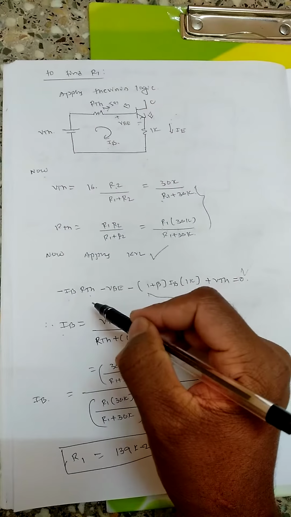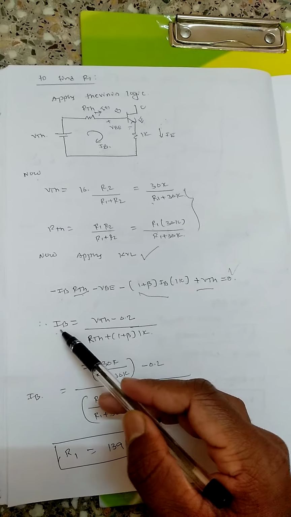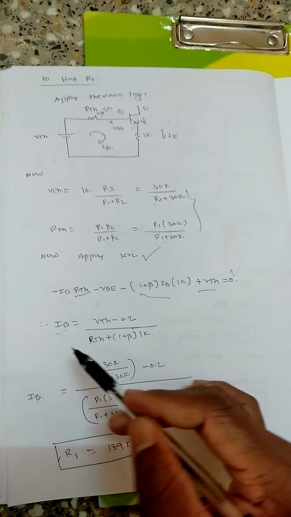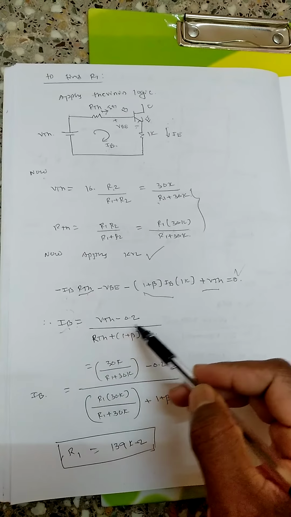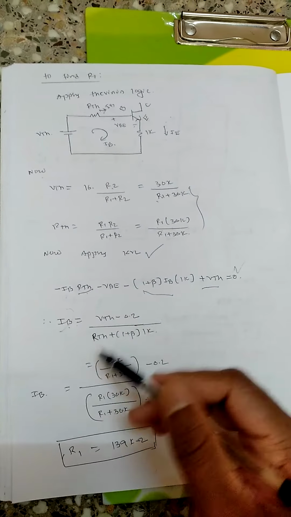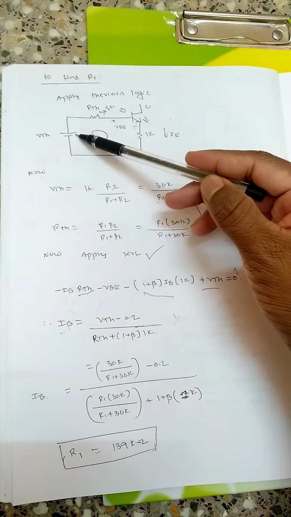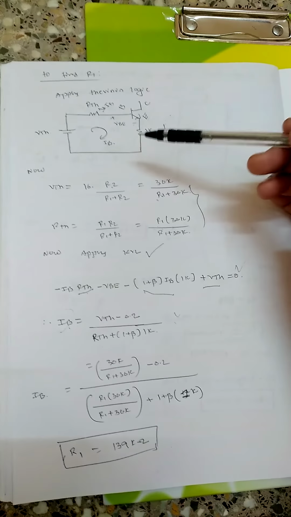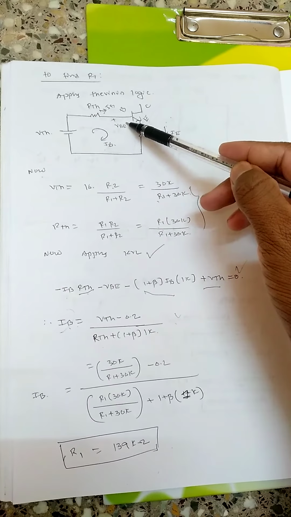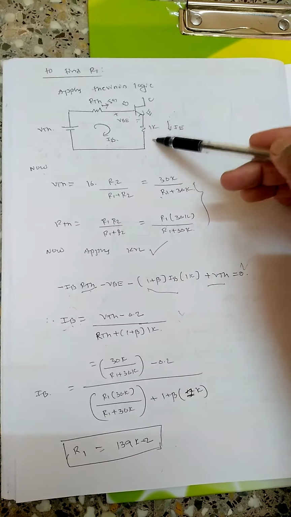I know the relation for RTH and VTH, so I can find out IB. I will take IB on this side. So IB will be equal to VTH minus 0.2 divided by RTH plus 1 plus beta into 1K. That is I equal to V by R. In short, there are two voltages acting, VTH and VBE. VBE they have already given as 0.2. So this is the difference of these voltages divided by the sum of all the resistances, that is RTH plus 1K.